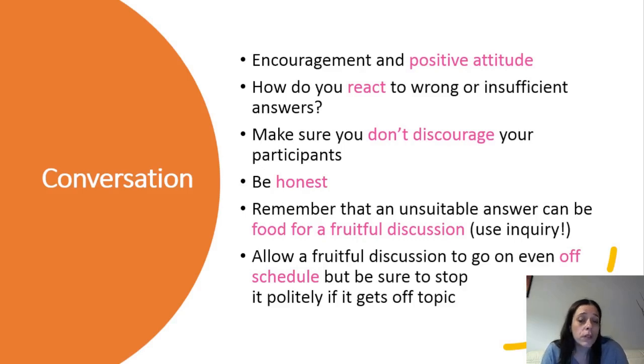So make sure you don't discourage your participants. Always be honest, even if they ask a very difficult question to which you don't know the answer, or the answer you have for them is not what you would want it to be. Honesty is always appreciated. Even an unsuitable answer can be food for a fruitful discussion.